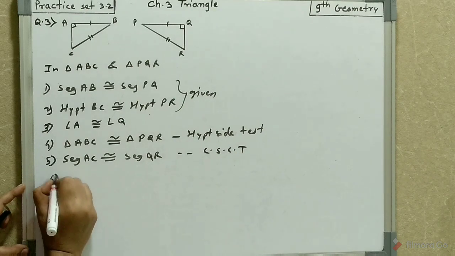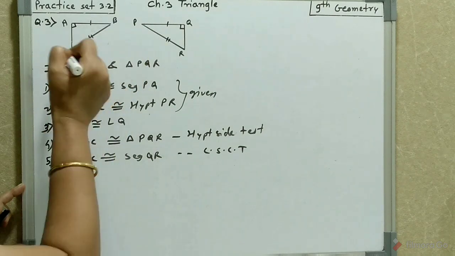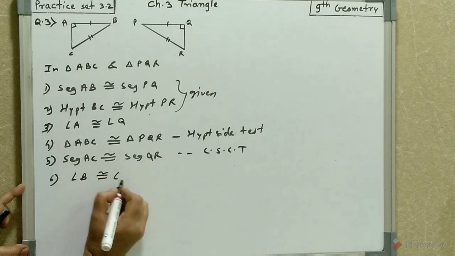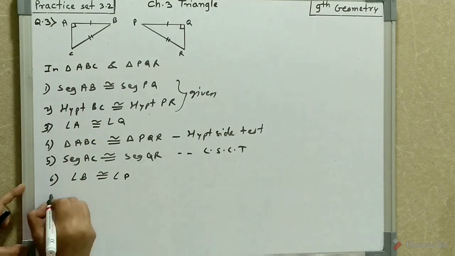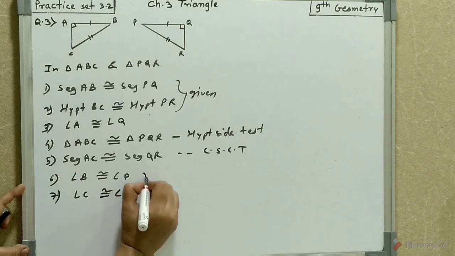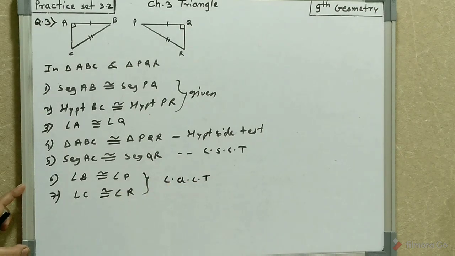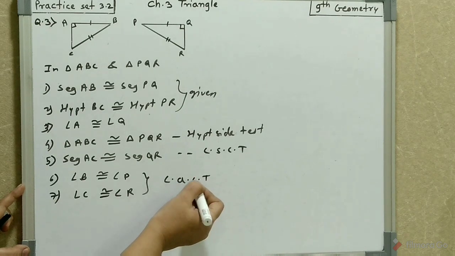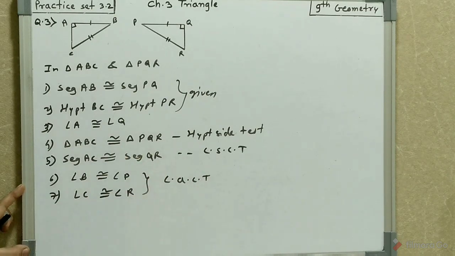Now, next one, which angle is the remaining part? Angle B and angle C. First we write angle B congruent to which angle? Angle P. And next one, angle C congruent to angle R. So this is the CACT, the corresponding angles of congruent triangles. In short, we write CACT, corresponding angles of congruent triangles. So this is our remaining part.